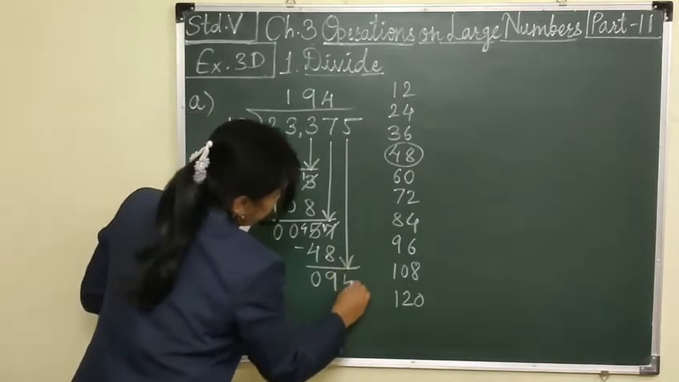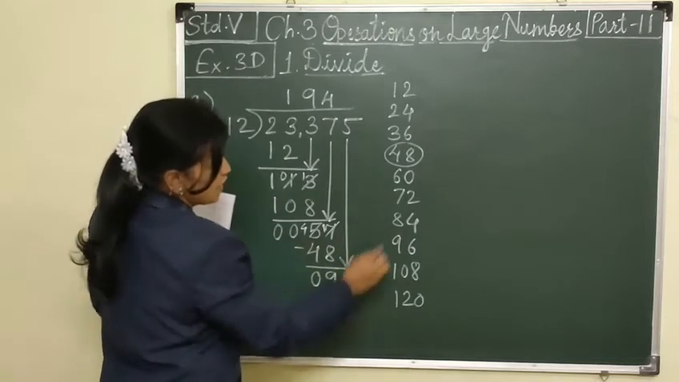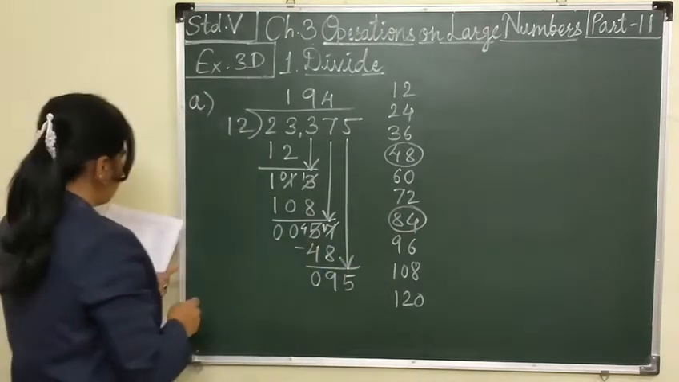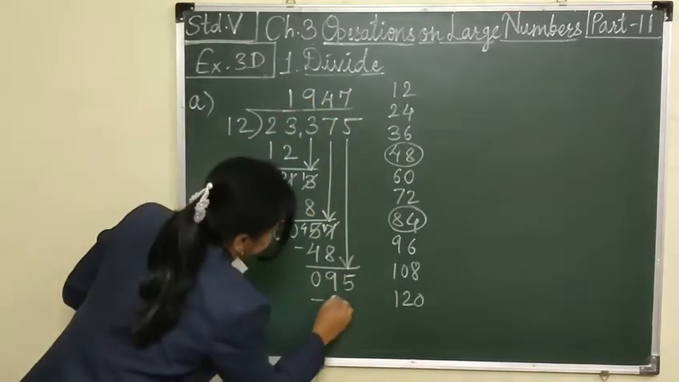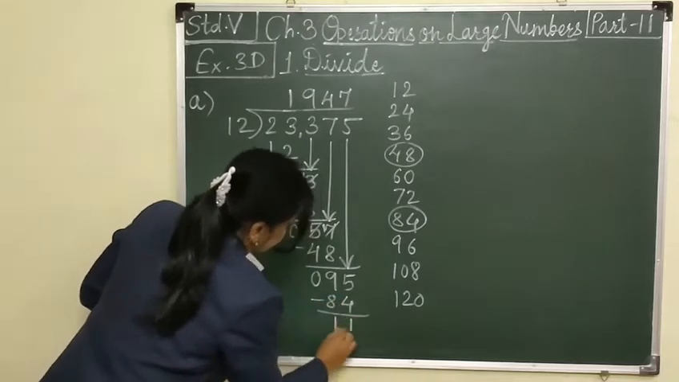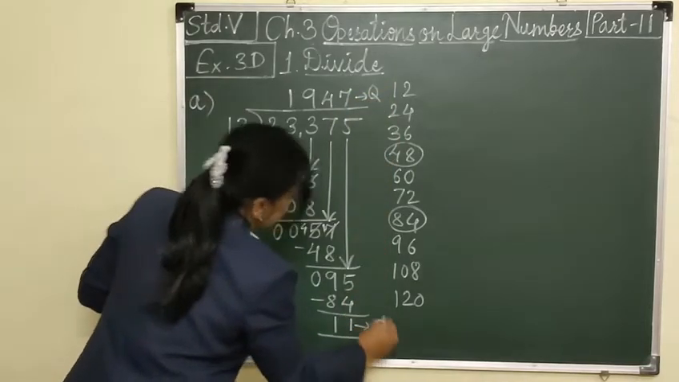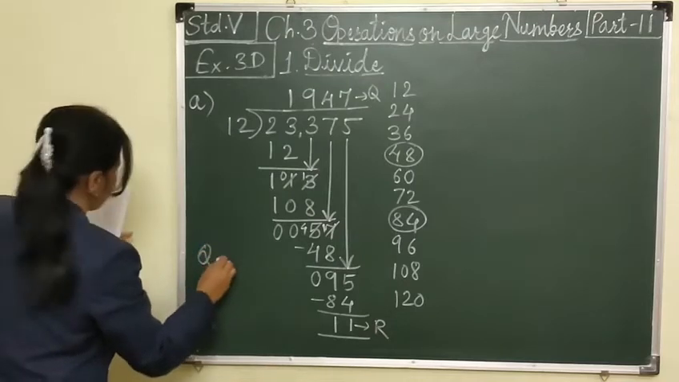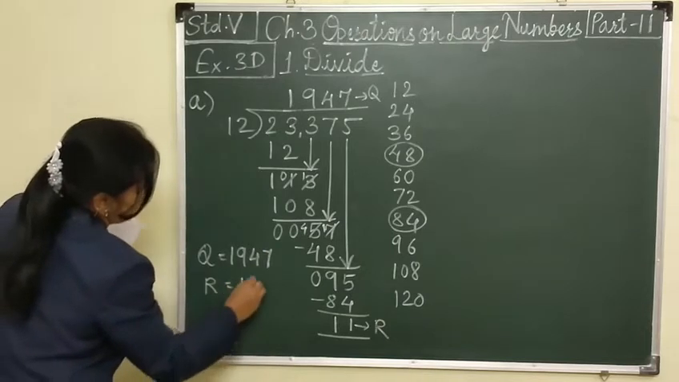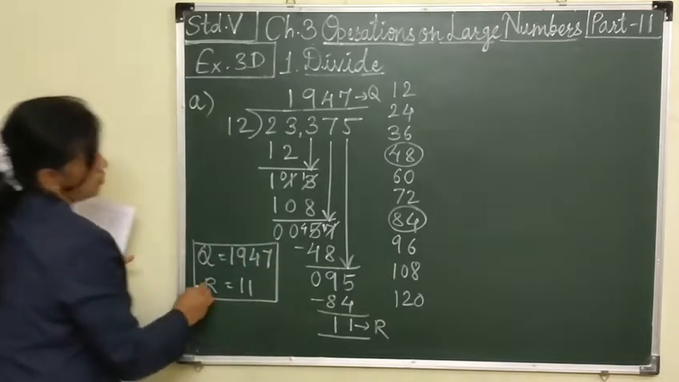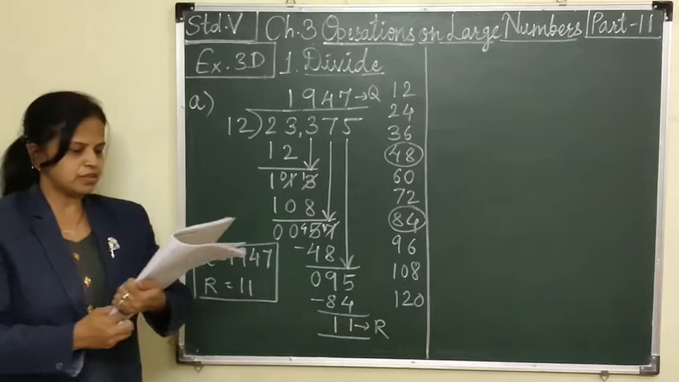Take this 5 down. Now 12 6s, see. 12 8s are 96, we cannot, but 84. So 12 7s are 84. So check here, this will be the quotient and this will be the remainder. Quotient is equal to 1947 and the remainder is equal to 11. Let's note down this sum also, or you can take a snapshot.